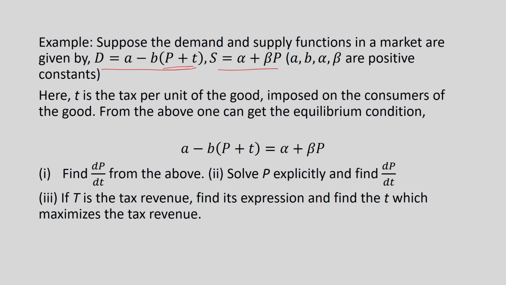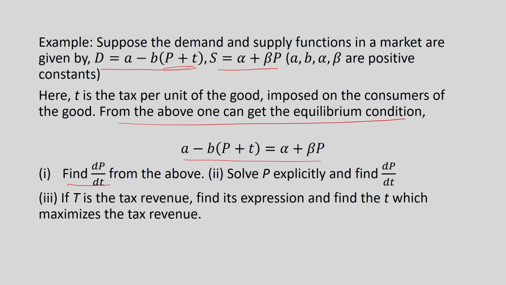So, from the above we can talk about what is known as the market equilibrium condition, and this is just demand equal to supply. A minus B of P plus T is equal to alpha plus beta multiplied by P. Now, we have to again answer 3 questions. Find dP dt from the above, that is, how much does the price change with respect to T.